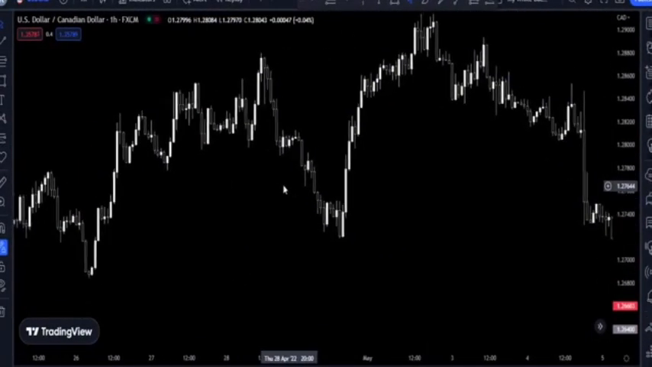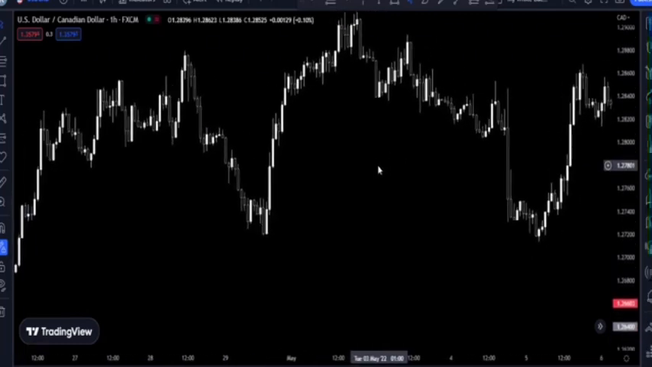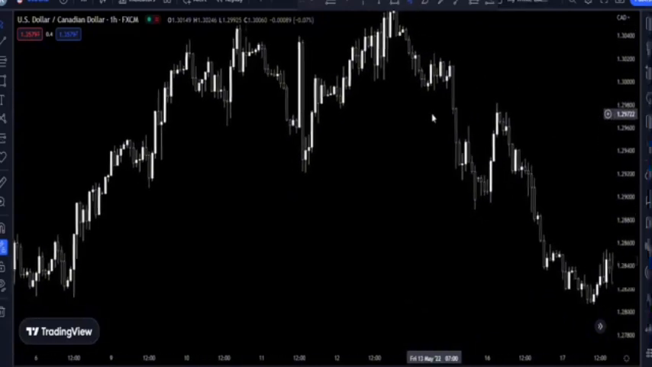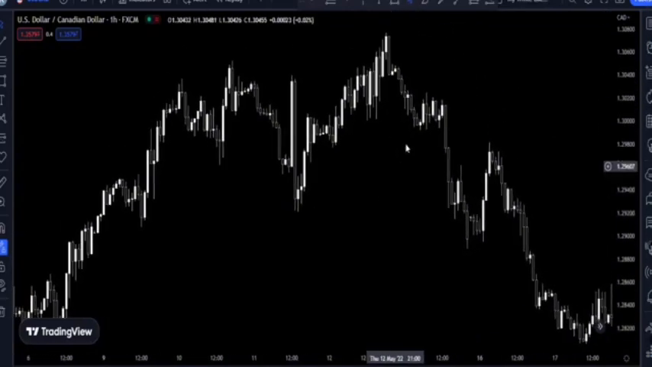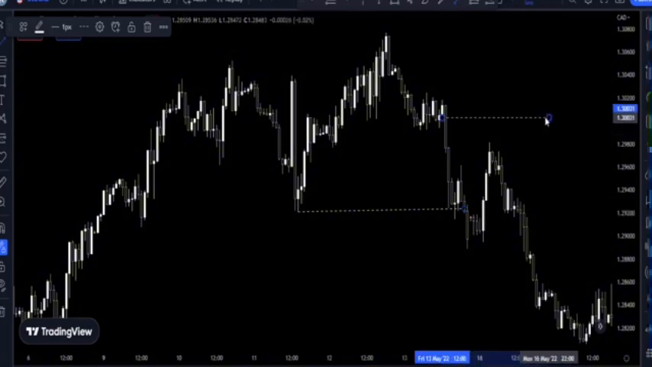Let's see which area is that particular area I just showed you. Let me see if I can find it. I think it's somewhere around here. So this is it. Look at the area. After the change of character, price actually came back and respected the same thing, both in the 1 hour time frame and in that time frame. We have this fair value gap.